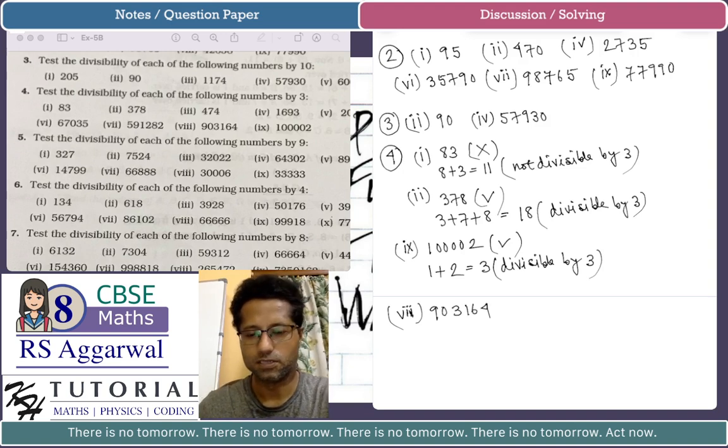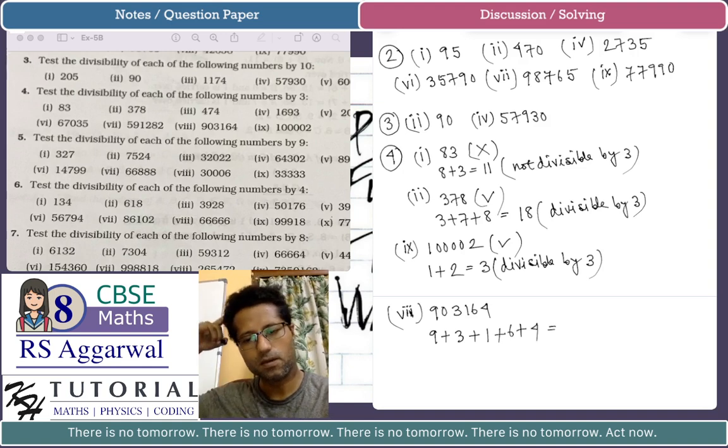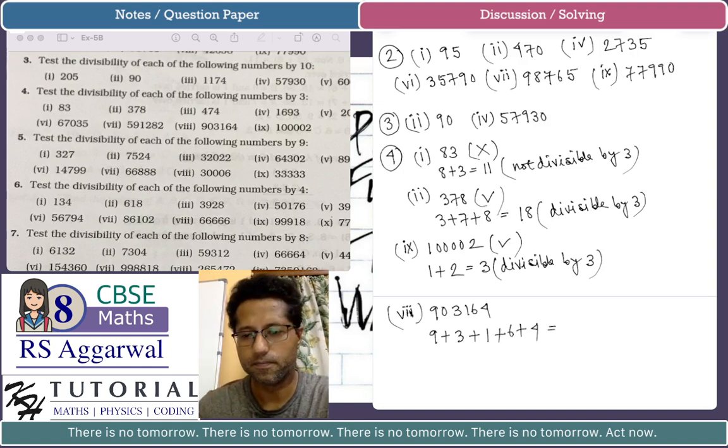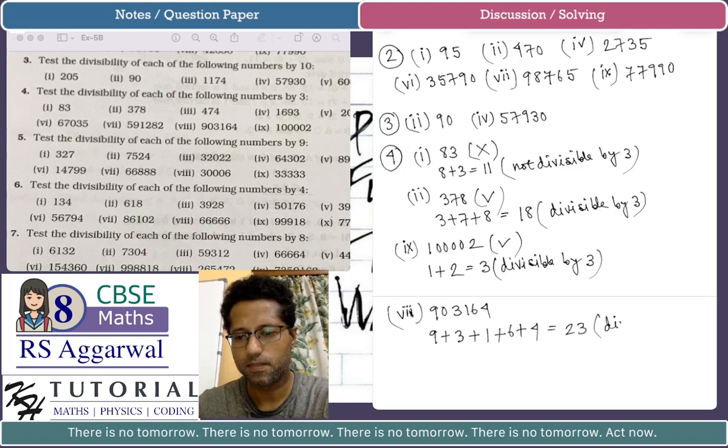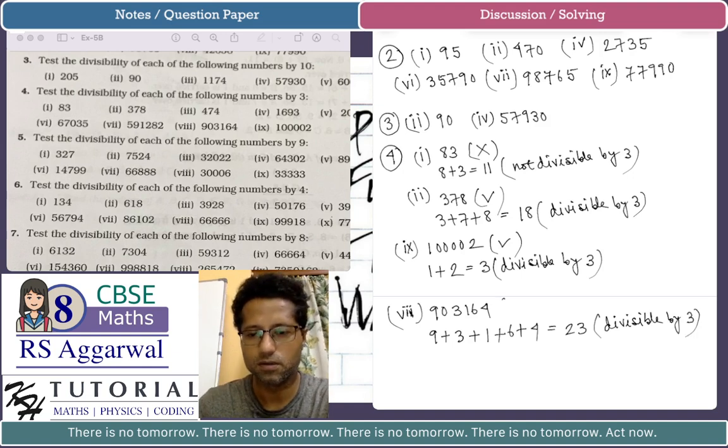903164. The sum of the digits is 9 plus 3 plus 1 plus 6 plus 4. This is equal to 10, 10, 20, 23. 23 is not divisible by 3. So the given number is not divisible by 3. Let's do the next one.